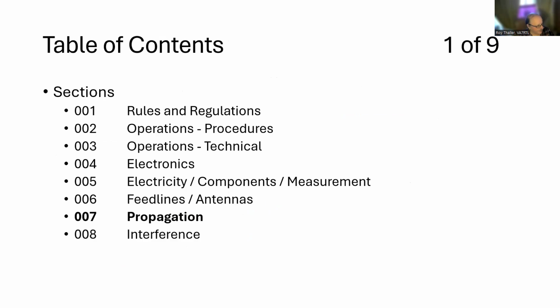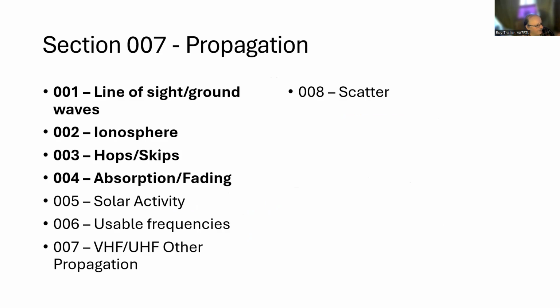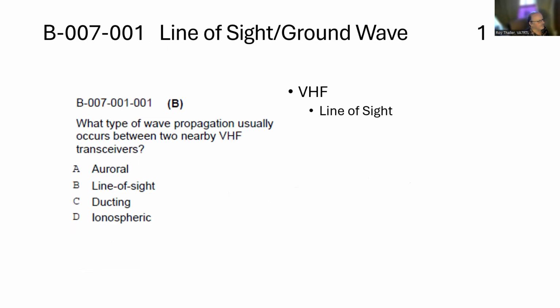So we're on section 7, propagation. In the first part, we're covering line of sight, ground waves, ionosphere, hops and skips, and absorption and fading. What type of wave propagation usually occurs between two nearby VHF transceivers? For VHF, a lot of it is line of sight. So B is the correct answer.